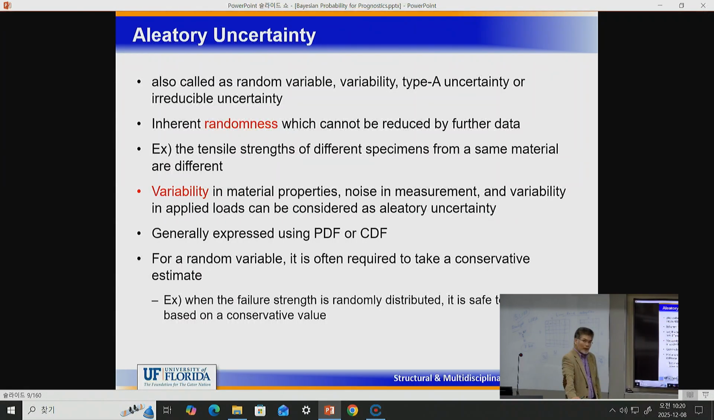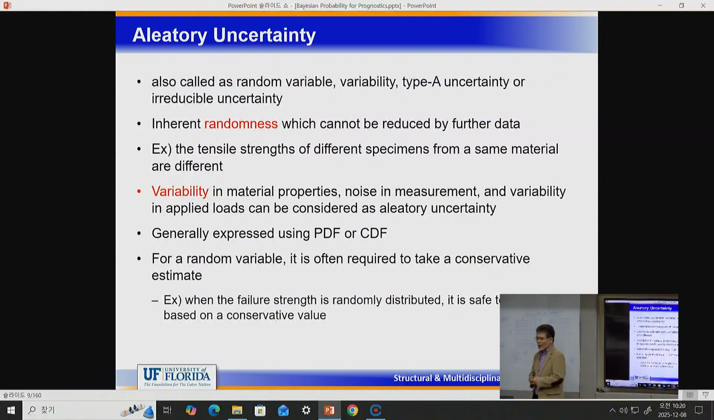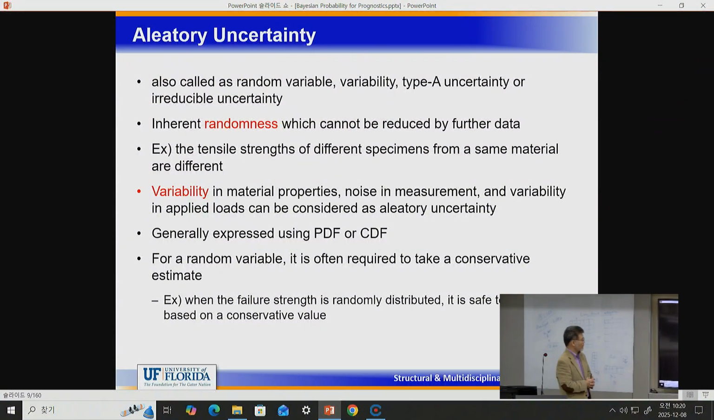Variability in material properties: if you measure the Young's modulus or failure strength of the metal, they are different at different times that you measure it, so you need to consider those distributions. Or noise in measurement data, or variability in applied load; these are all considered aleatory uncertainty. So all statistics about the normal and lognormal type distributions are customized for this aleatory uncertainty.